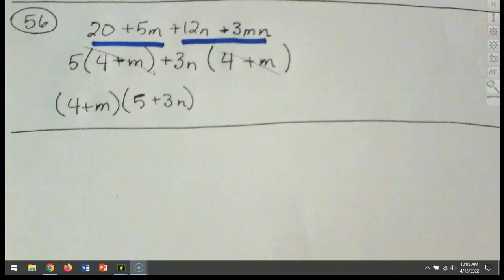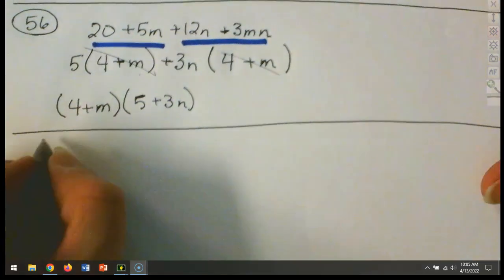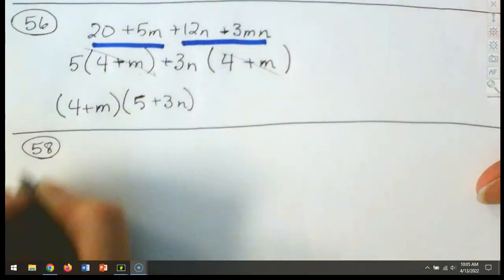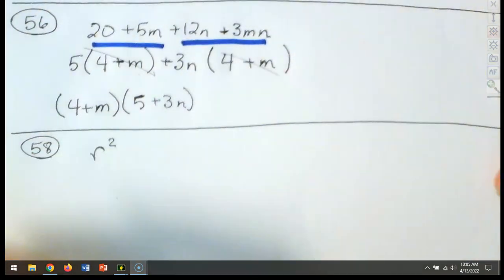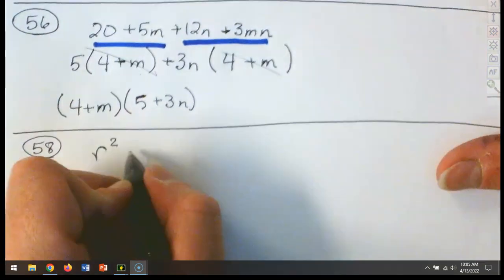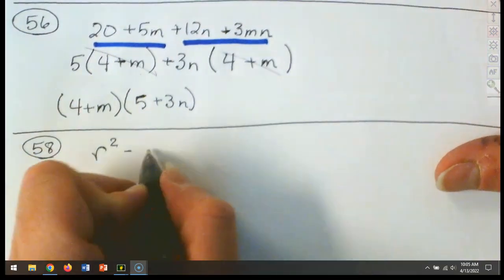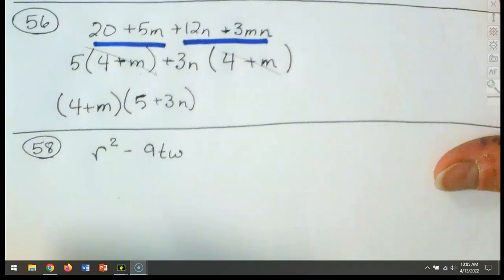Okay. Question number, let's see, if we look at 58. Okay, 58, we're going to have to rearrange the order here, I believe. So let's look at question 58. We're going to have to rearrange the order. And in some cases, when you look at these, it might make sense to write them in a different order so that something goes together.